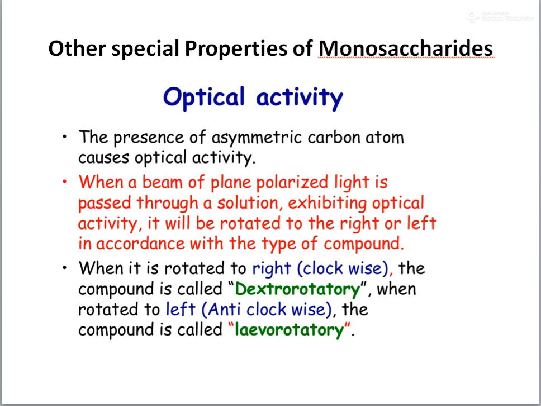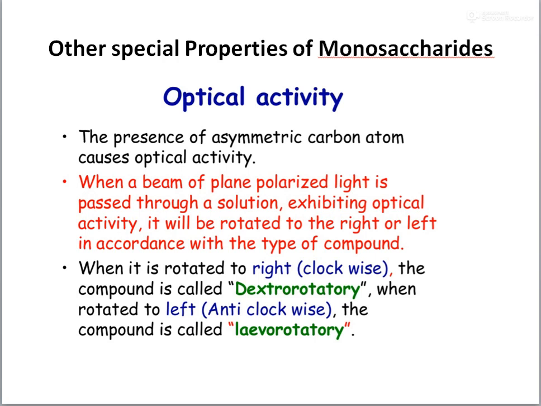And one such property is optical activity. What is optical activity? Of course, you know what an asymmetric carbon atom is. We had spoken about the asymmetric carbon atom and the optical isomers, or the enantiomers.